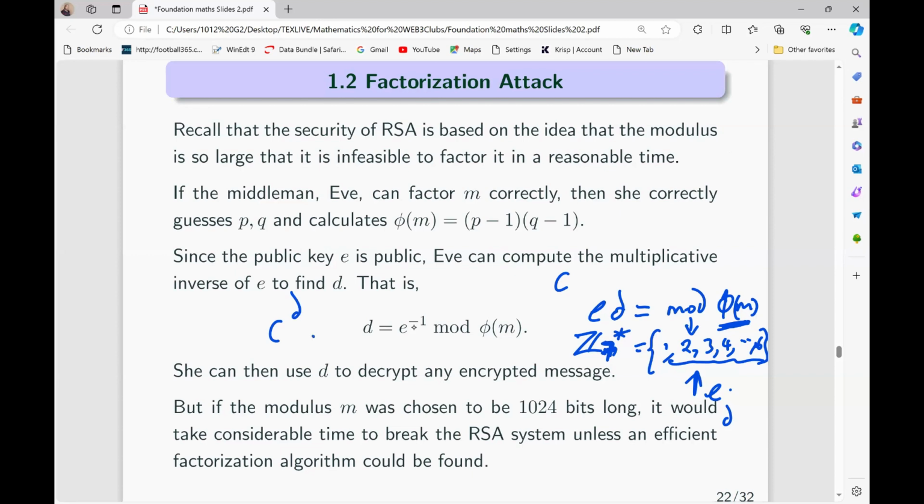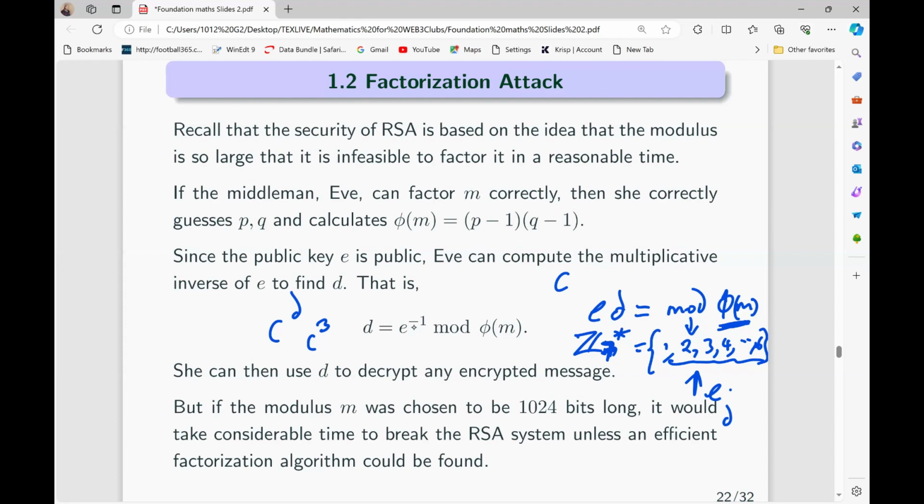I try 3. C raised to 3. And look at it and see whether it makes meaning. If it doesn't make meaning, I leave it. I try until I've tried all of them. One of them will make meaning. So that is what we call the brute force method.